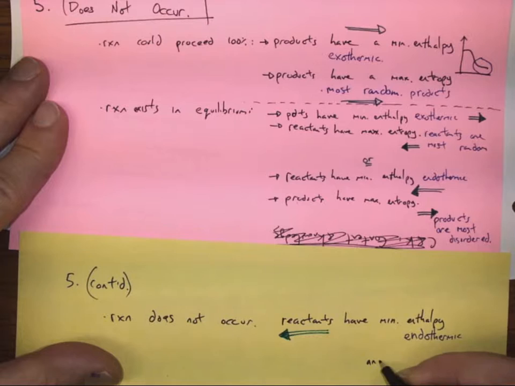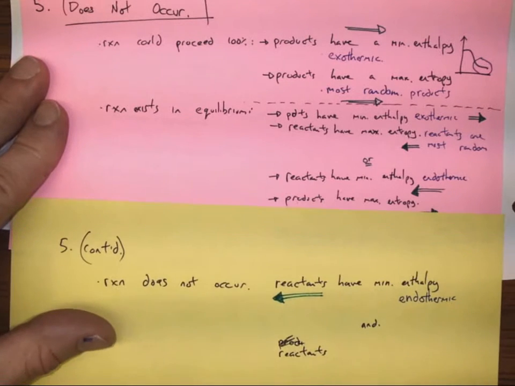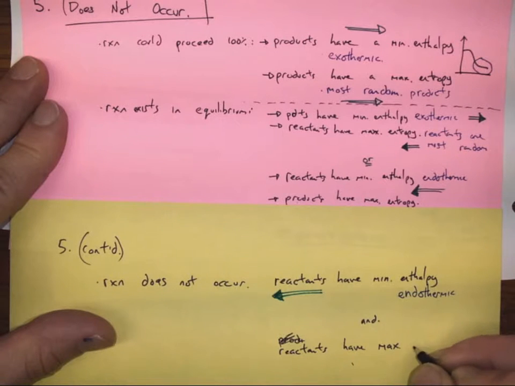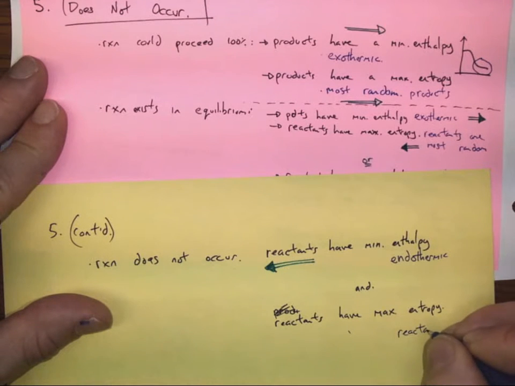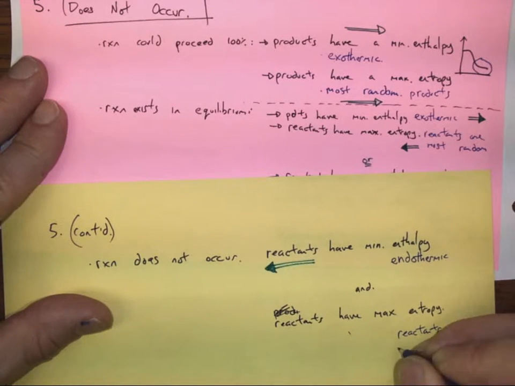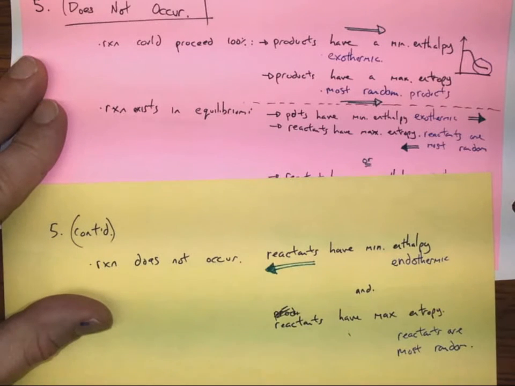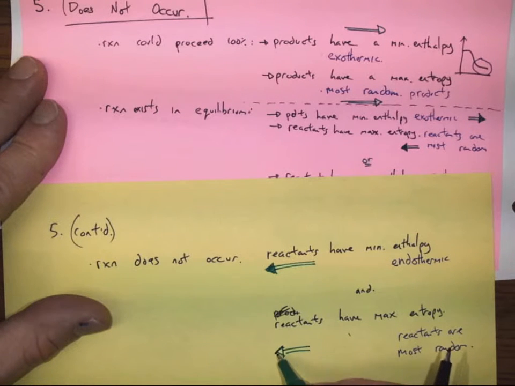And our products, pardon me, our reactants have a maximum entropy. So the reactants are the most random. And so both of these guys push this reaction to the left.